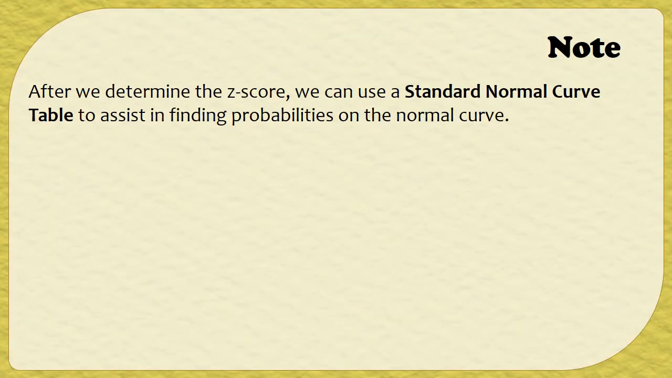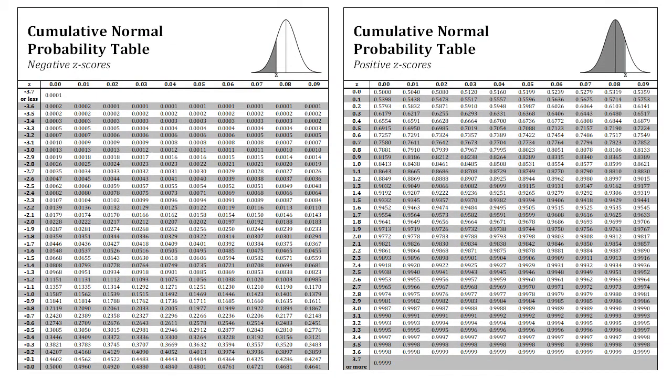After we determine a z-score, we can use a standard normal curve table to assist us in finding probabilities on the normal curve. Remember that a probability density curve tells you the probability by giving you an area of a region. And the standard normal curve table is going to give us those kinds of areas. Here's what that table looks like. This is a standard normal table.